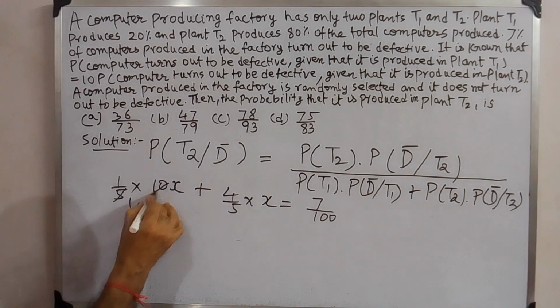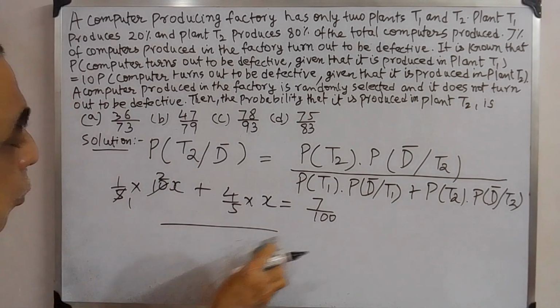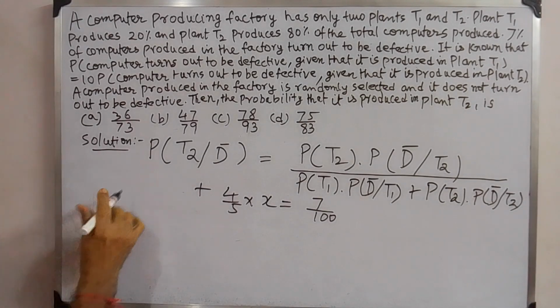So 5 ones are 5, here it is 2. Now throughout, multiply with 5, or we can cancel out with 5.